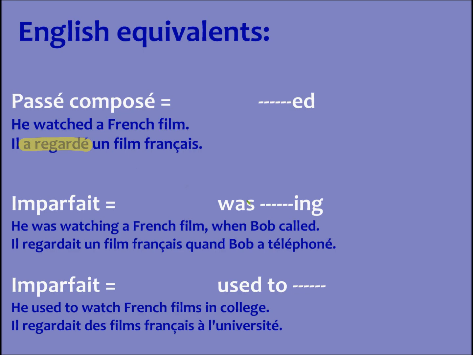And then the imparfait for its two uses, for the undefined amount of lasting action in the past would be was, -ing. So he was watching a French film when Pop called. So here we have the imparfait. And again, notice he was watching the film for an unknown period of time when the action takes place. Papa a téléphoné. And then here, imparfait, used for the repetitive action in the past. He used to watch French films in college, would be il regardait des films français à l'université.